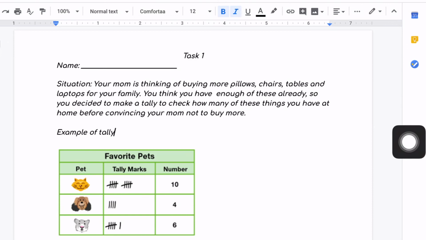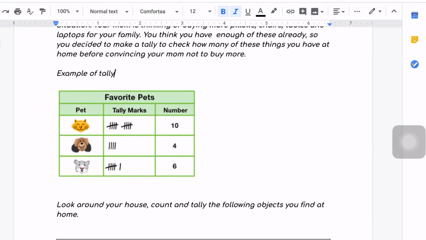So you do not want your mom to waste more money because you think, hey mom, we already have enough pillows, enough chairs, enough tables, and enough laptops. Why do you still want to buy more? So you want to stop your mom from doing this. But you need to make a tally of these things first so that you can explain to her that you have enough. So you need to get the data. Okay? I've already shown this to you. That example of tally is this one.